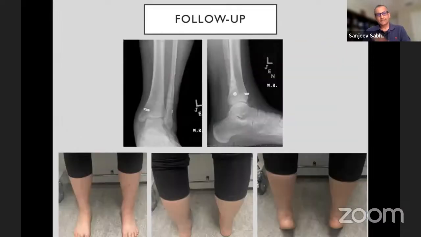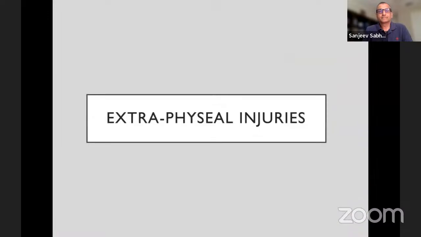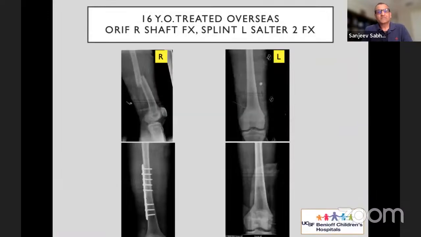So here she is following implant removal, and she got her ankle mobility restored. She went back to ballet dancing, and so far she's doing well. Extraphyseal injuries, so this is a patient that I saw many years ago.